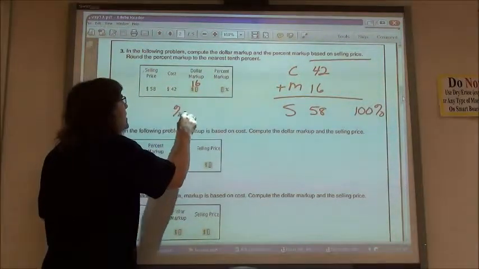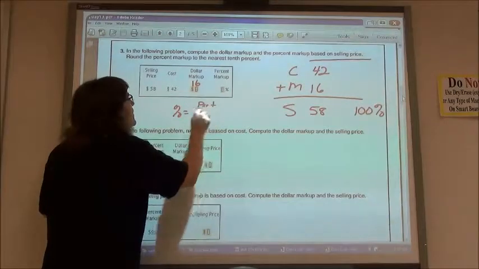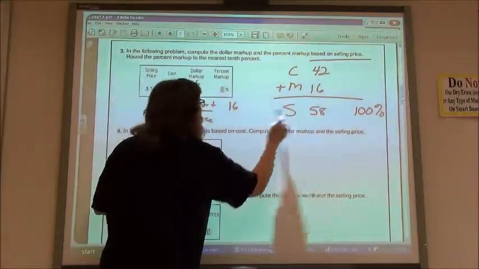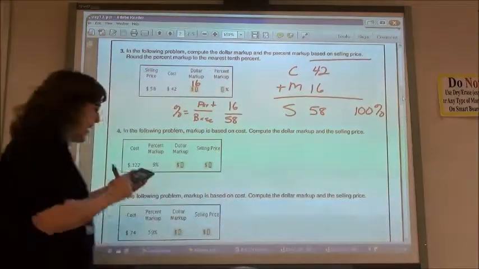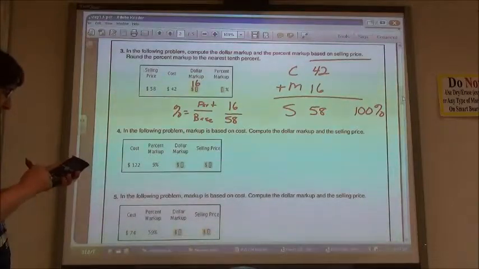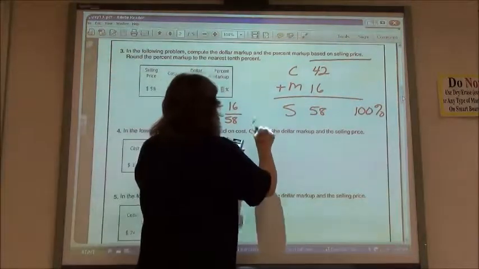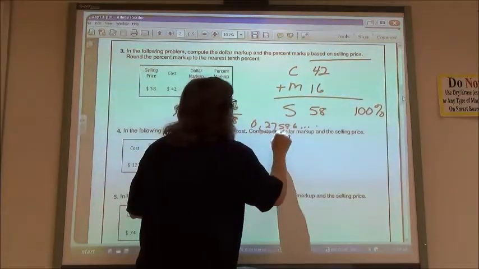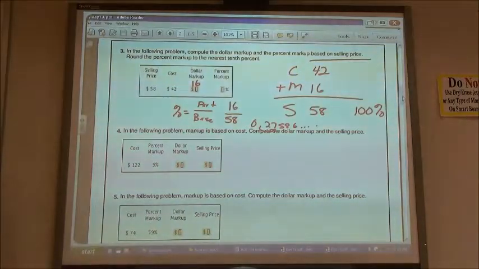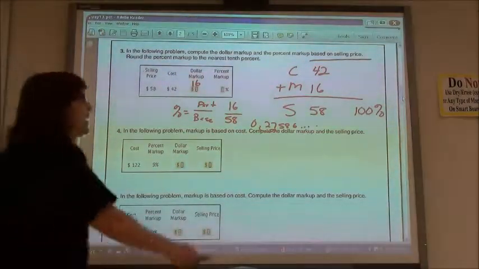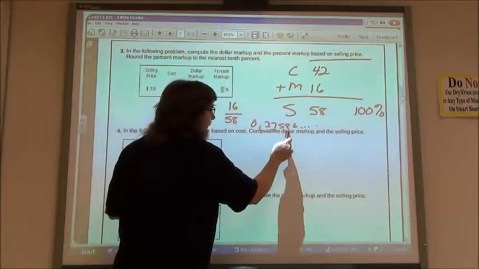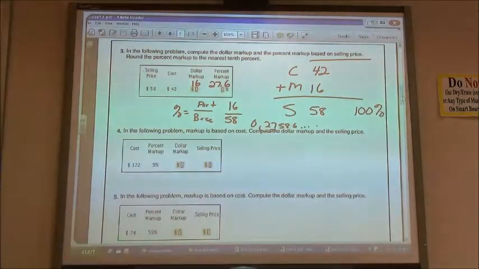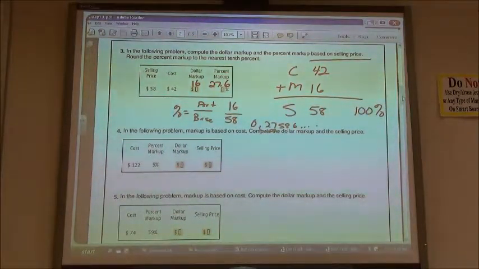So to find our percent, we're going to take our part divided by our base. Our part was $16. Our base, we based it on the selling price, was $58. So 16 divided by 58 gives me 0.27586. I have to round that off to the nearest tenth of a percent, so I have to change it to a percent first. I have 27.58, since there's an 8 behind there, I'm going to round it off to 27.6%. So 27.6% is my percent markup.